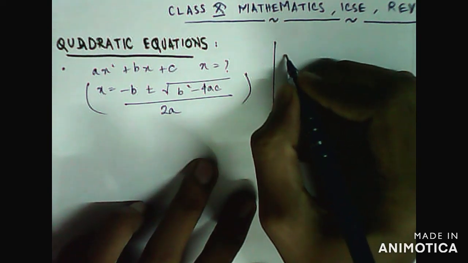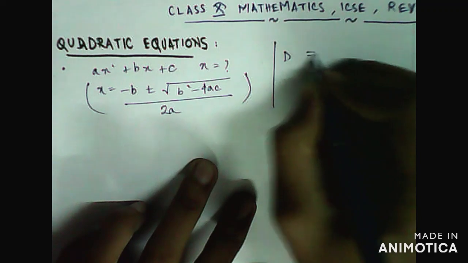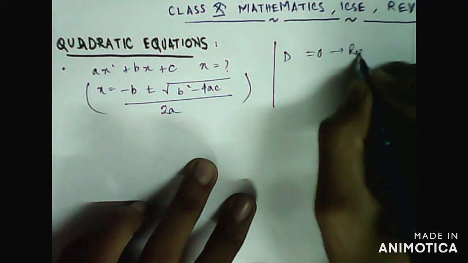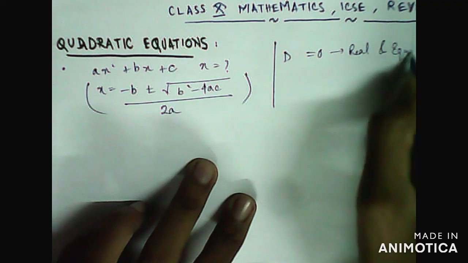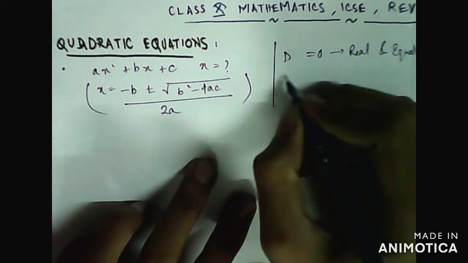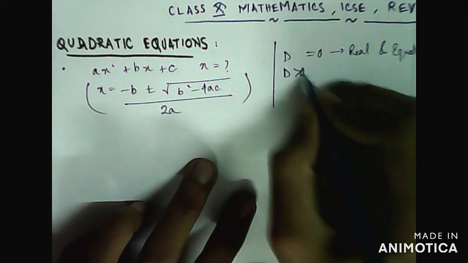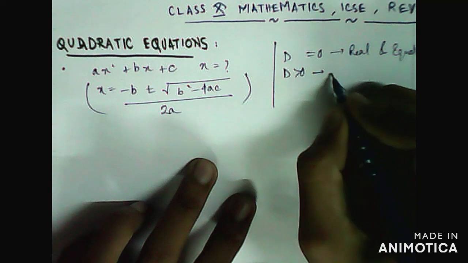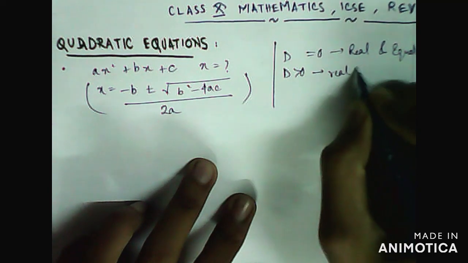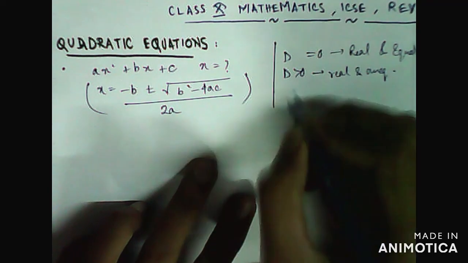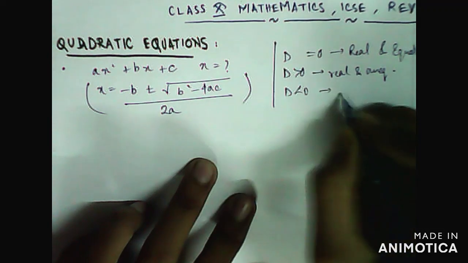So let us say that the discriminant is d. If d is equal to 0, then you will have real and equal roots. If d is greater than 0, then you will have real but unequal roots. And if d is less than 0, then you will have imaginary roots.